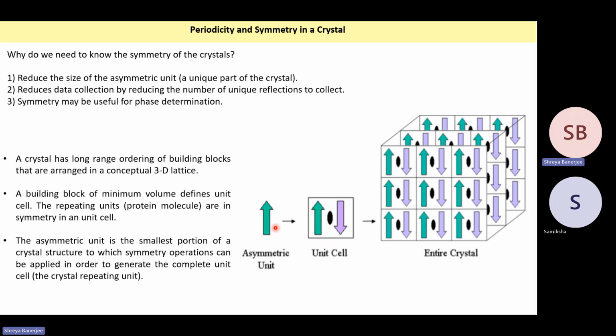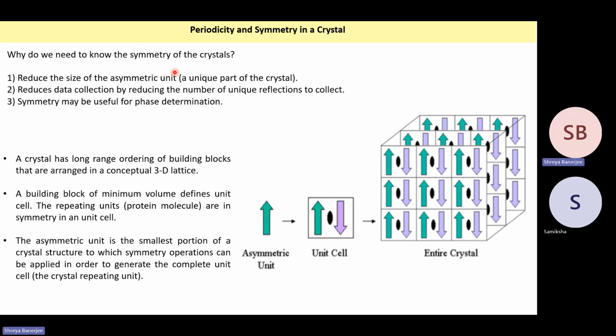So the asymmetric unit is a part of the unit cell which can be either rotated or reflected to generate the entire unit cell. And the unit cell is the building block of minimum volume, which has to be repeated in 3 dimensions to generate the entire crystal.